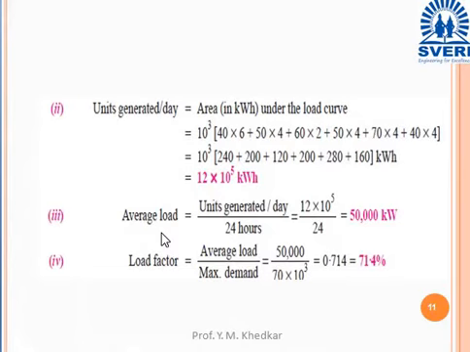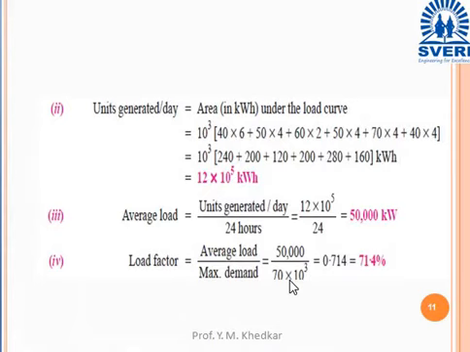Now average load will be calculated by the simple formula: units generated per day divided by 24 hours. Units generated are 12 into 10 raised to 5, divided by 24, which gives 50,000 kilowatt average load. Now while calculating the load factor, we will have to take this 50,000 kilowatt load into consideration and divide it by the maximum demand.